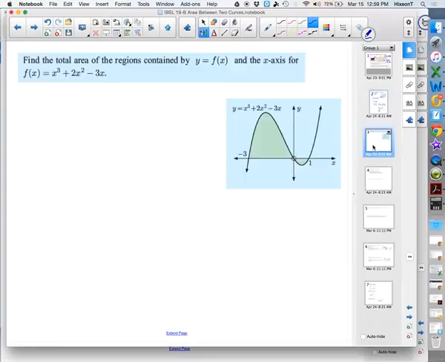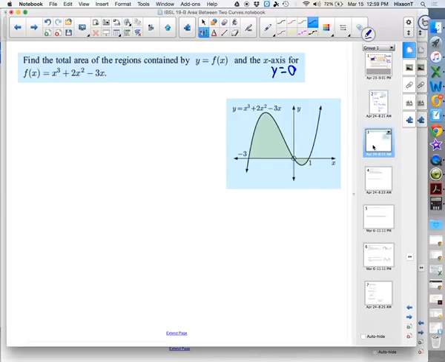Alright, let's try one more. We'll end with this one. Okay. Here it says, find the total area of the regions contained by y equals f of x and the x-axis for f of x equals x cubed plus 2x squared minus 3x. The x-axis is simply y equals 0, right?